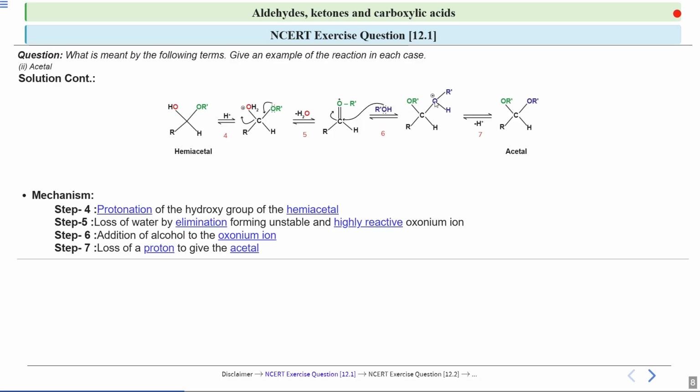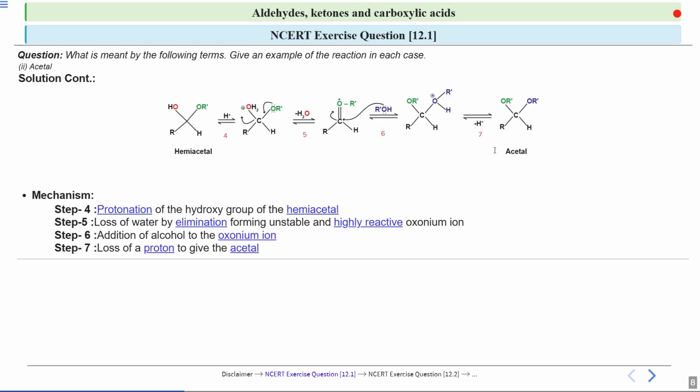Okay, so this oxygen is now positively charged, so it will lose a proton to finally give us a stable structure, which is the acetal structure. To this carbon, 2 alkoxy groups are attached. So this is how from a carbonyl group, first when it reacts with one molecule of alcohol in presence of acid catalyst, we get hemiacetal, and when hemiacetal further reacts with another molecule of alcohol in presence of an acid catalyst, then we get an acetal.